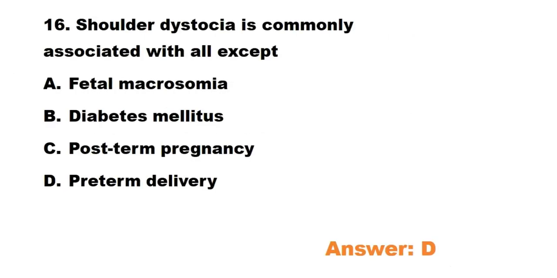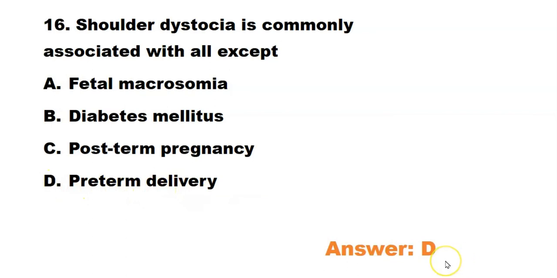The next question: shoulder dystocia is commonly associated with all except: A. Fetal macrosomia, B. Diabetes mellitus, C. Postterm pregnancy, D. Preterm delivery?